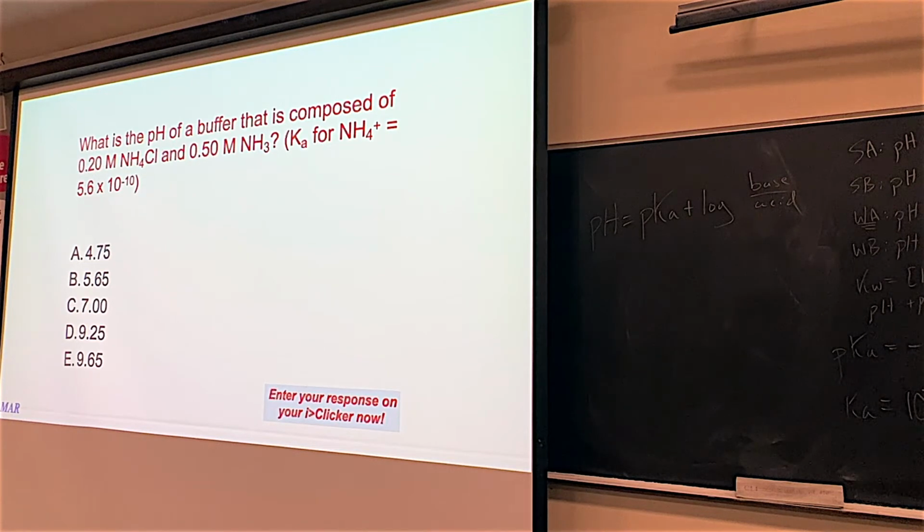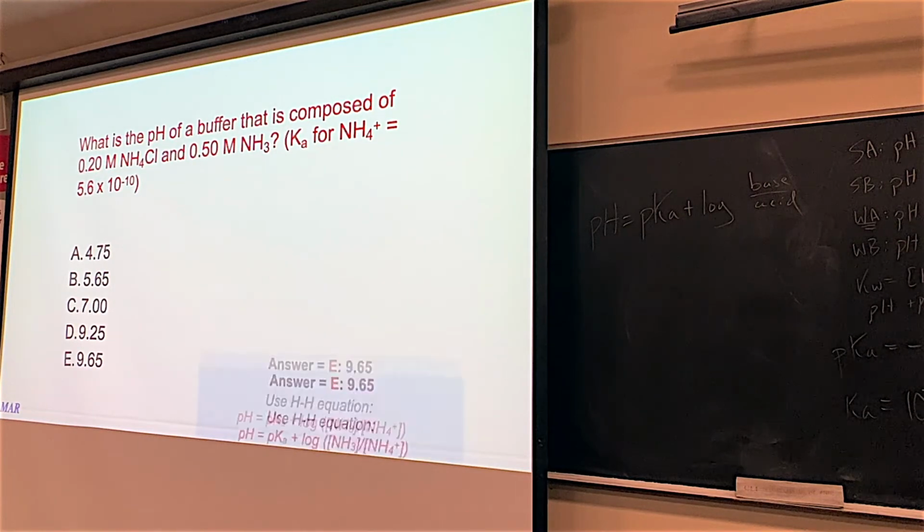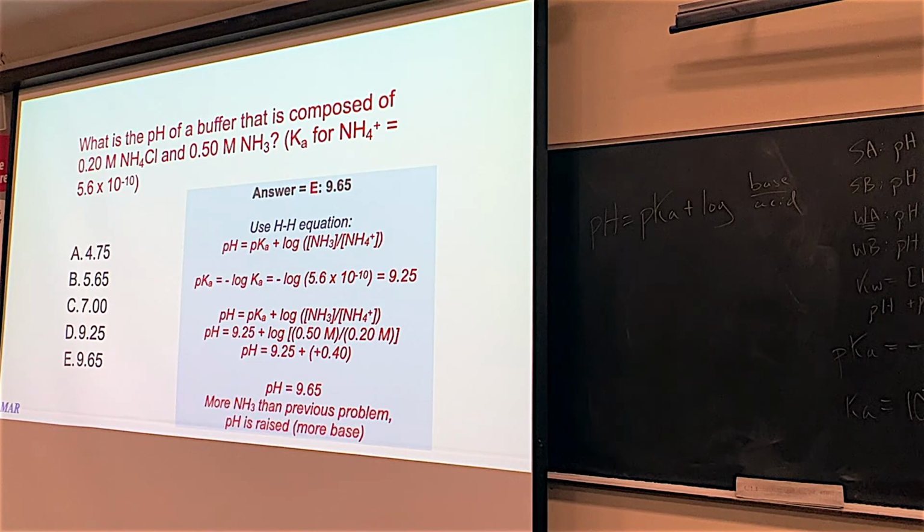Now, the ultimate way would be to go pH equals pKa, 9.25, plus log. And again, base over acid can be moles over moles, or for this problem, I would do molarity over molarity. So base, this one, 0.50, divided by acid, 0.20. You can find the log of that, and that comes out to be positive 0.40. So add that to 9.25, and sure enough, 9.65 is the answer.